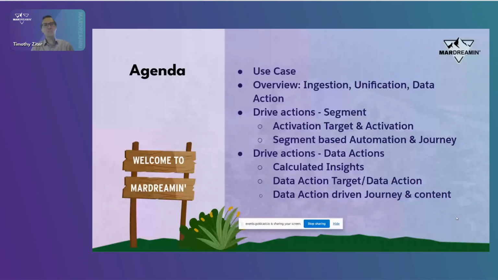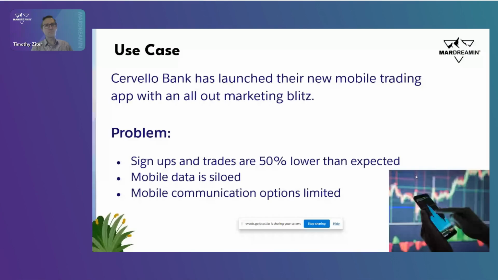So let's talk about this use case. Cervello Bank has launched a new mobile trading app, and they've done an all-out marketing blitz to try to get in new users to make trades right on their phone. Super handy, super cool. The problem is a couple months in, they're noticing that signups and trades are about 50% lower than expected. So they wanted to address that problem.